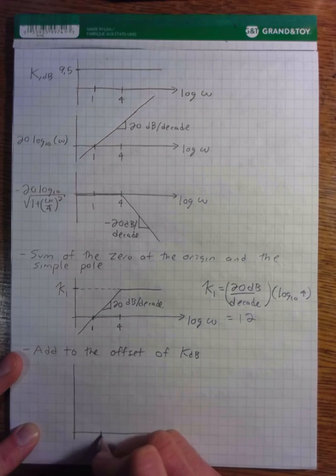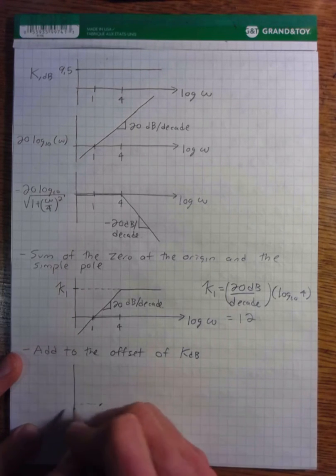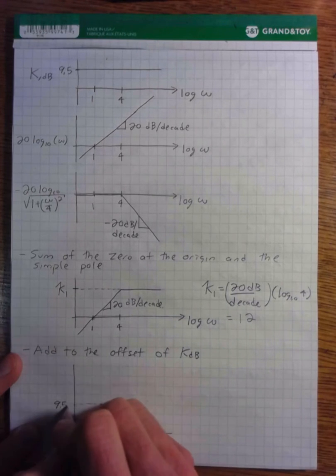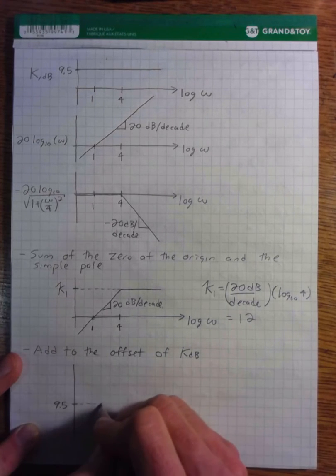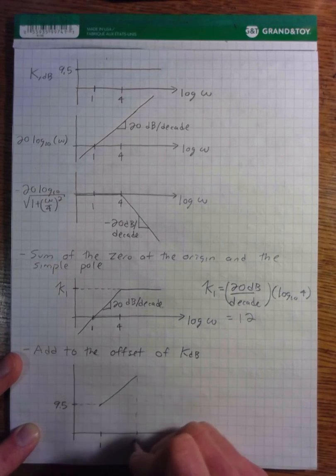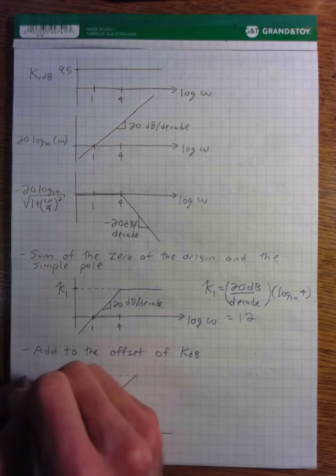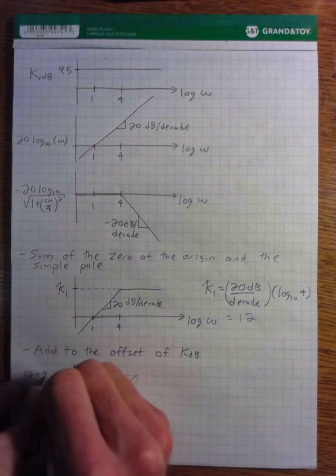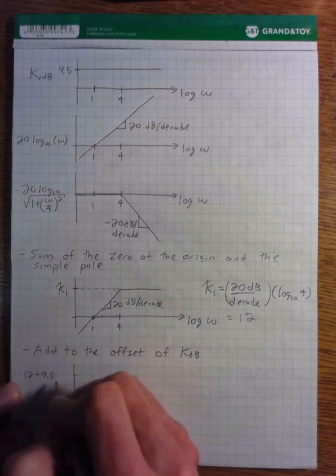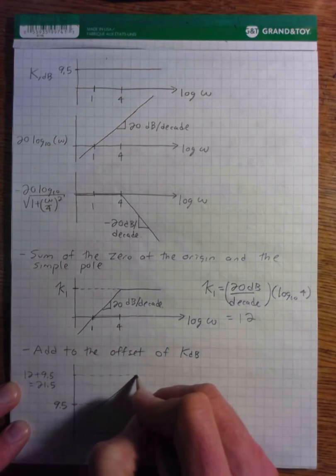looks like this. So at 1, we used to cross at 0, or sorry, this used to be our 0 crossing, but now our line is going to be at 9.5 dB. We're going to go up, and we're still going to flatten out at 4, but this point is going to be at 12 plus 9.5, or 21.5.